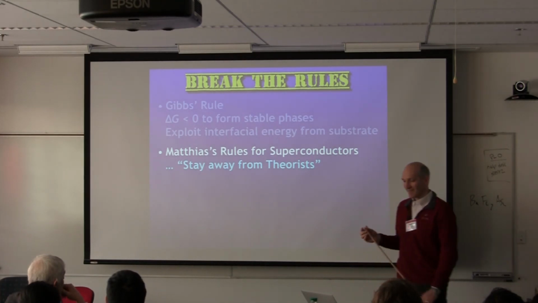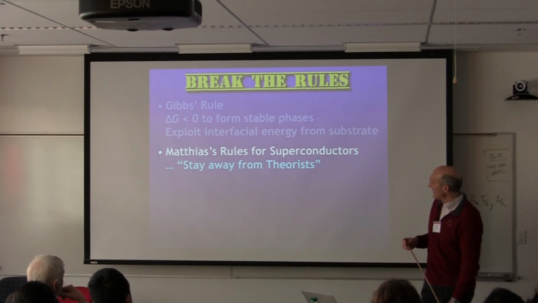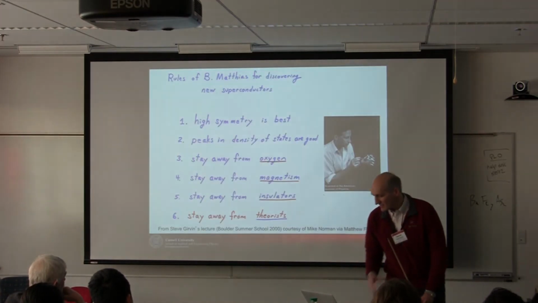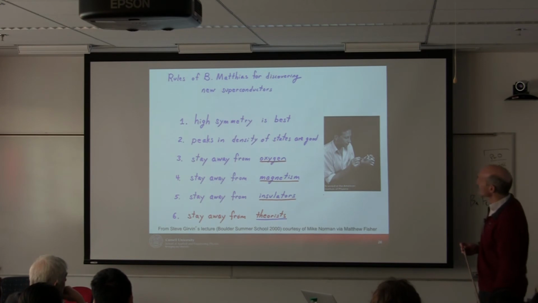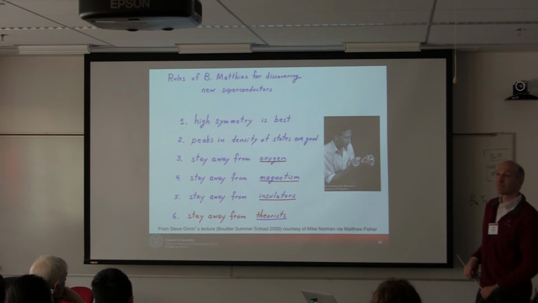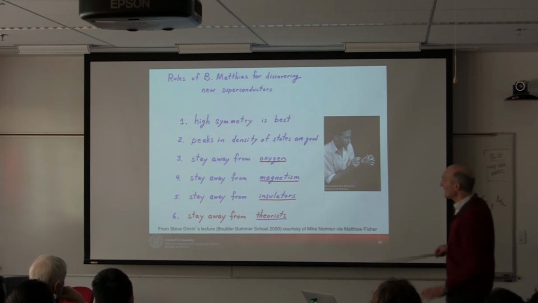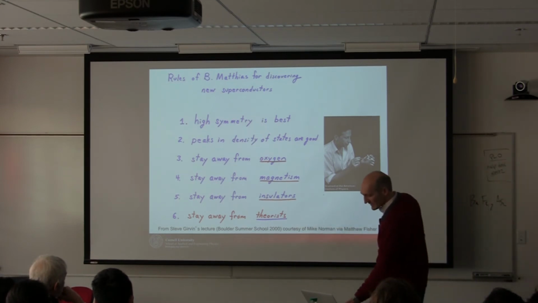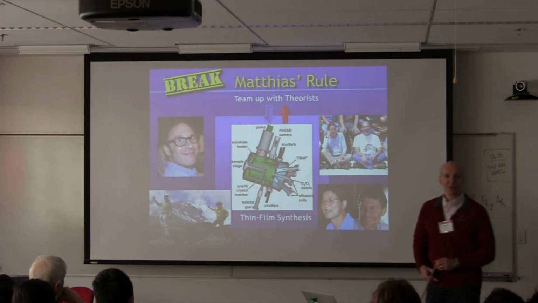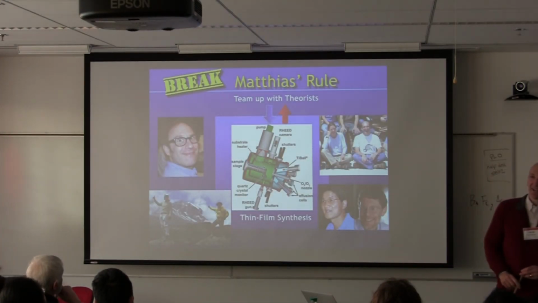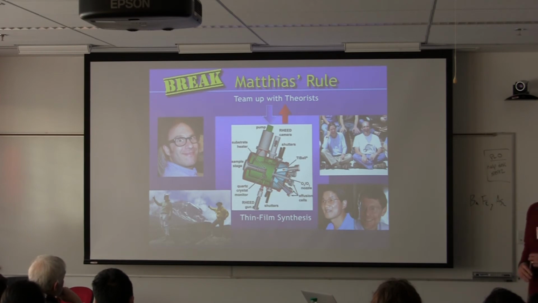Okay, now the other famous rule, which I think has outlived its time, is Matthias's rule. Here I show you his different rules for finding superconductors. Many of them are known to be wrong, for example, for cuprate superconductors. And I'll claim that this last one has outlived its time. And I urge you to break the rule. Instead of distancing yourself from theorists, the best thing I ever did was start talking to and listening to theorists. So here I give some examples.